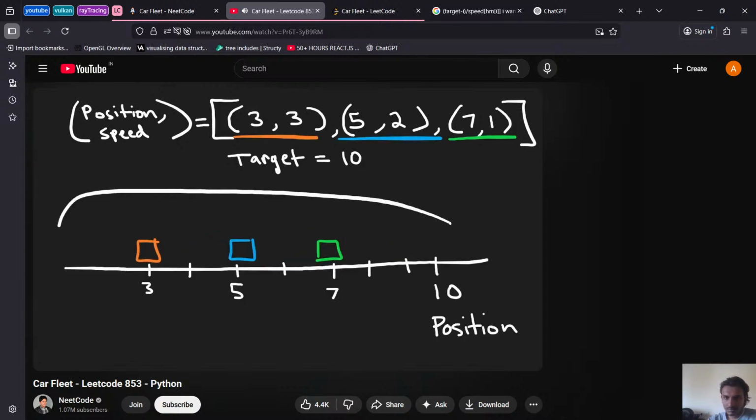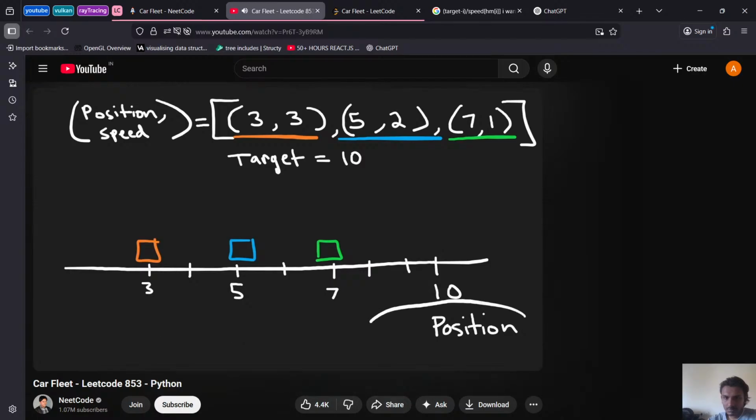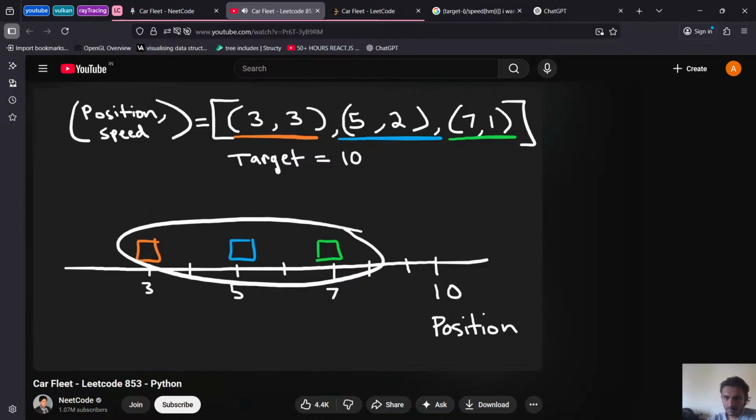So now you can see that I've drawn the cars and their positions in sorted order, and that makes sense, right? Wouldn't we want to go through the cars in sorted order? Because of course we know that the relative order of the cars is never going to change. So it makes sense to go through them in sorted order.